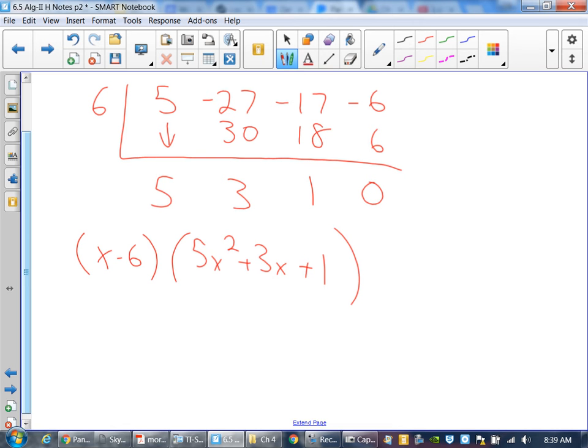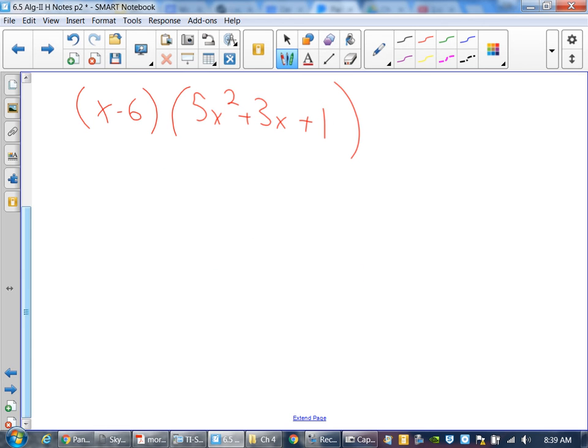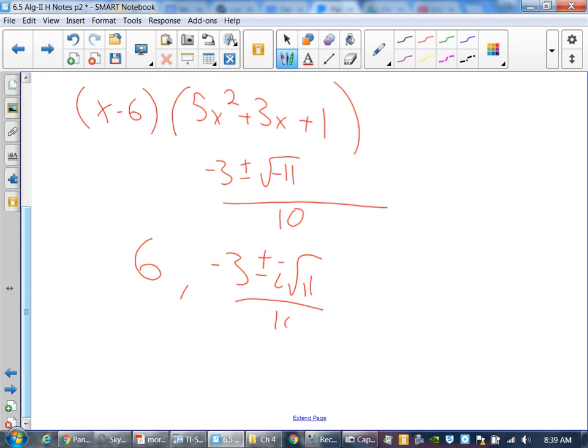Nothing. So what I was asking you guys to do yesterday was to use quadratic formula. So negative b plus or minus square root b squared minus 4ac all over 2a. So you get 9 minus 20, which is negative 11. So your ugly values here become the square root of negative 11, otherwise known as i root 11. You have zeros at 6 and negative 3 plus or minus i root 11 over 10. And those would have been your 2 zeros.